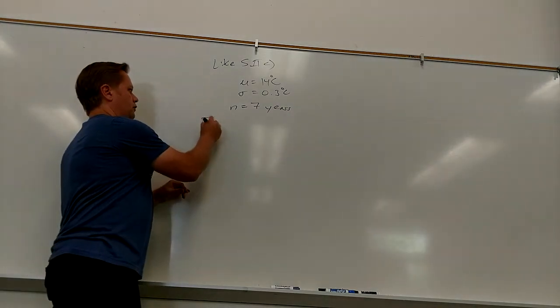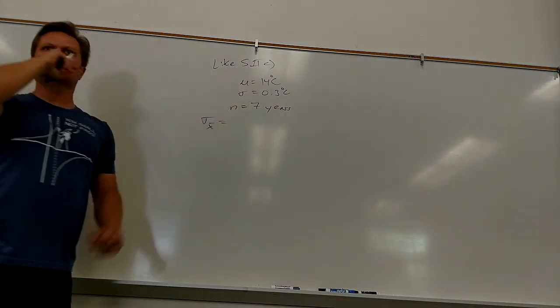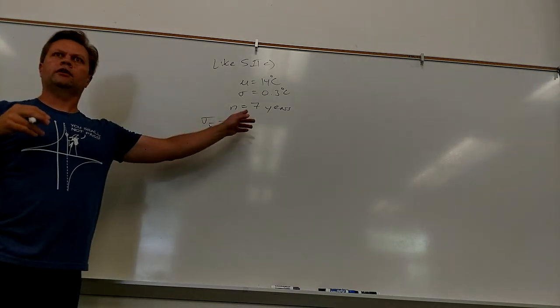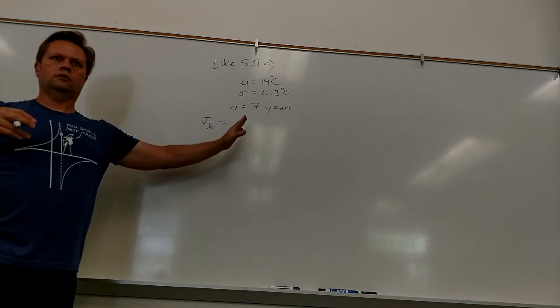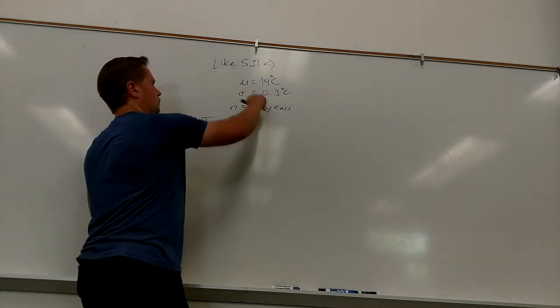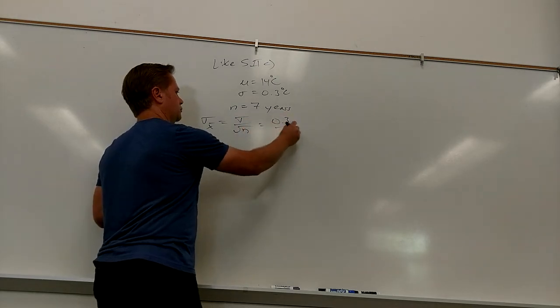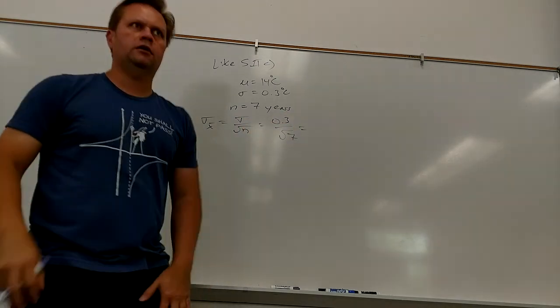So how do I figure out the new standard deviation from this? The one that works for groups of size 7. How do I figure that out? 0.3. Yeah, the old one divided by the square root of n. So it'll be 0.3 divided by the square root of 7. So somebody help me out there.